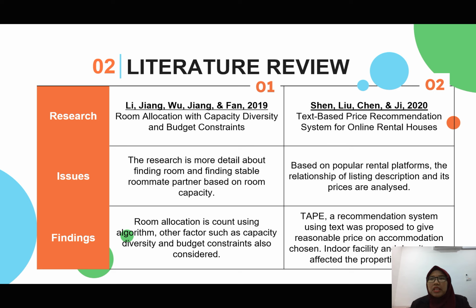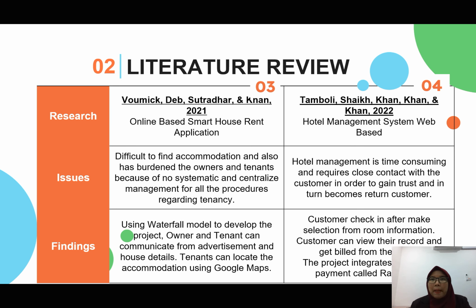Second, research from Shen, Liu, Chen and G 2020. The title is about a text-based price recommendation system for online rental houses. The issue is based on popular rental platforms, where the relationship between listing descriptions and their prices is analyzed. The research findings state that a recommendation system using tags was proposed to give a reasonable price on the accommodation chosen. Indoor facilities and area density affected the property's price.